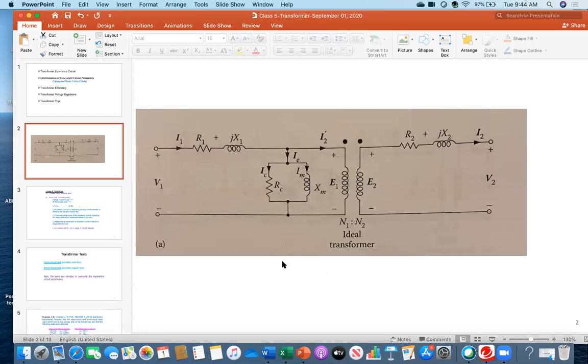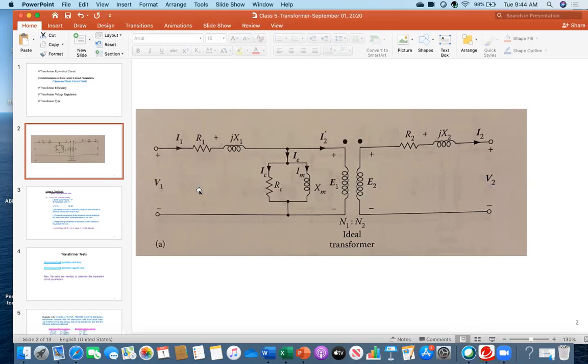Everybody see this one? You see the middle portion. Until last class, we were discussing the ideal transformer, and I always just drew a primary coil and a secondary coil, and we called it an ideal transformer. But today I am showing you this one. This is the real transformer, and this is the equivalent circuit for an actual transformer.